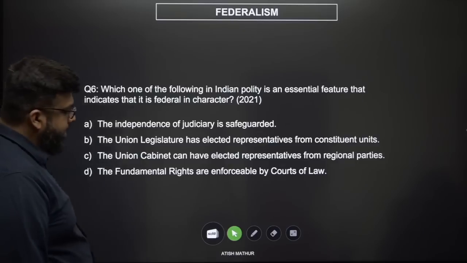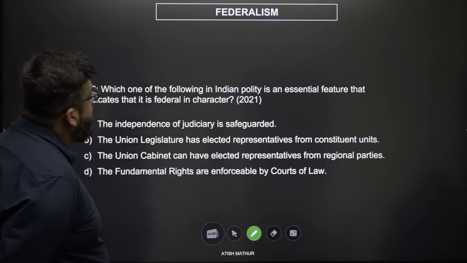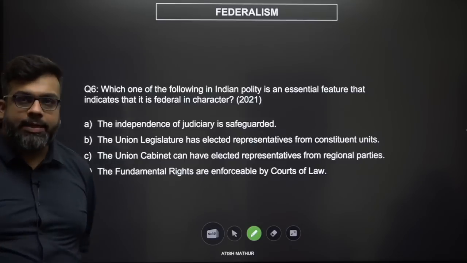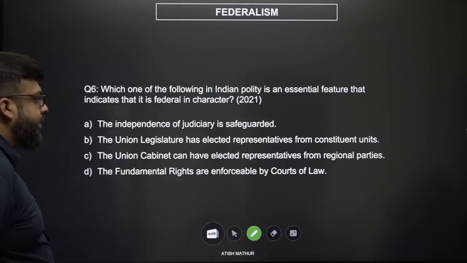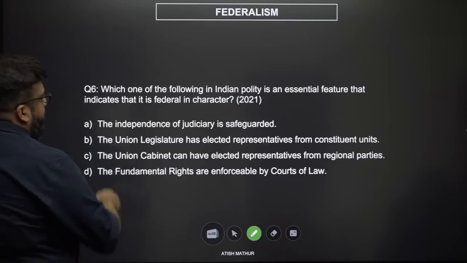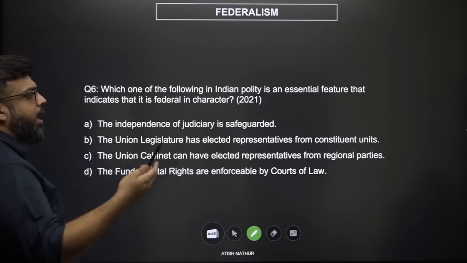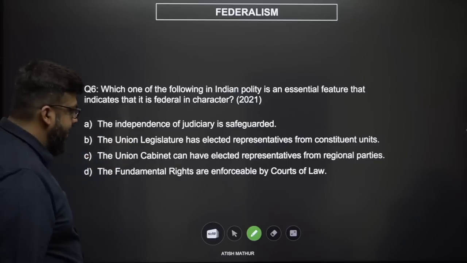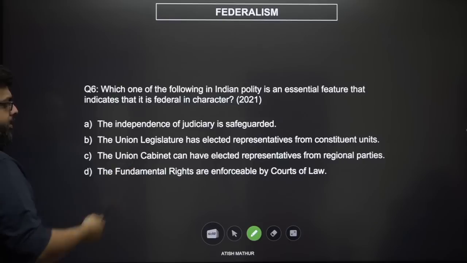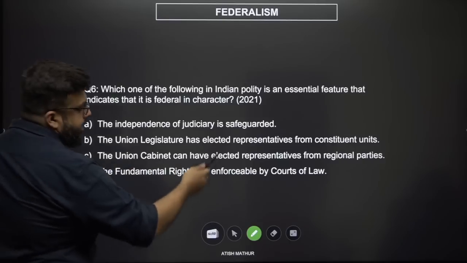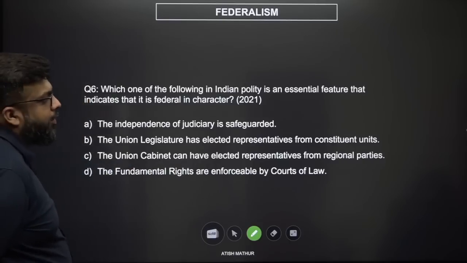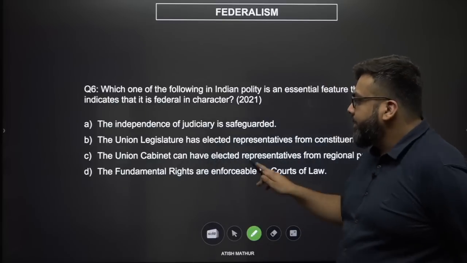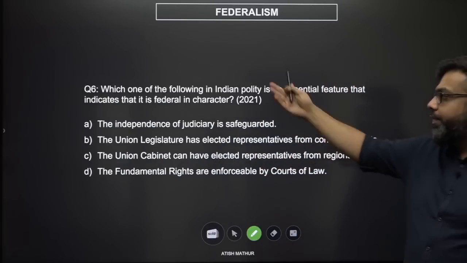Now, question number 6. Which one of the following in Indian polity is an essential feature that indicates that it is federal in character? We've done this extensively. We simply have to apply the devil's advocate theory, argue the opposite. If the opposite seems to be true, then this doesn't seem to be right. So let's start with option B first. The Union Legislature has elected representatives from its constituent units. This sounds the opposite of federalism.